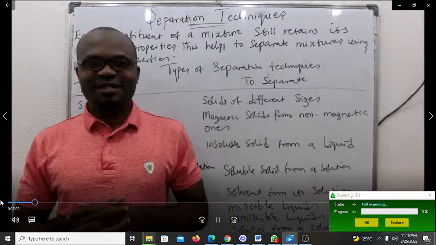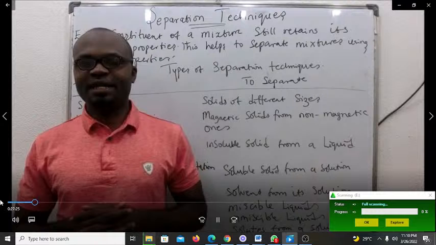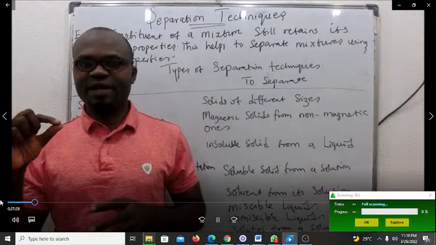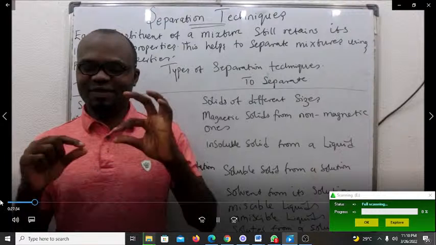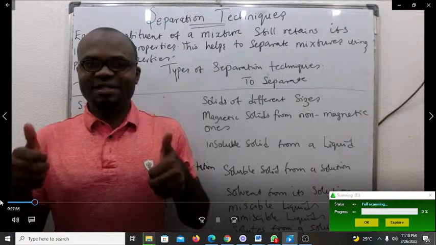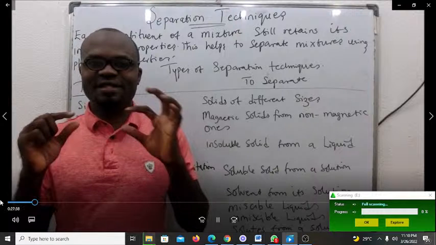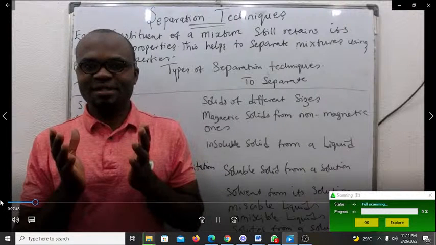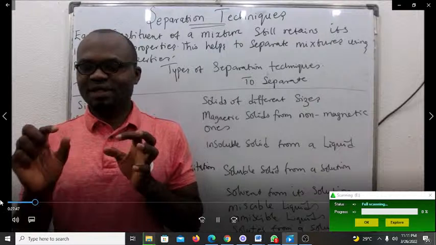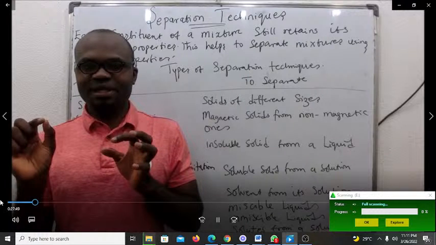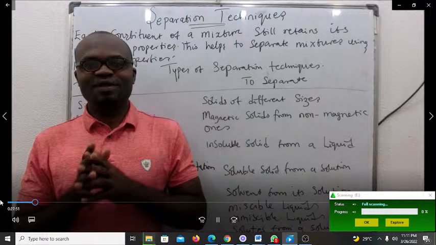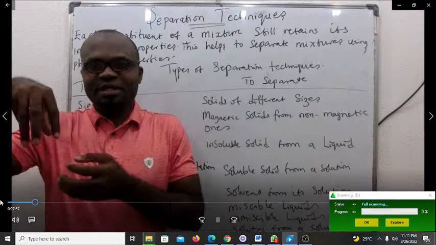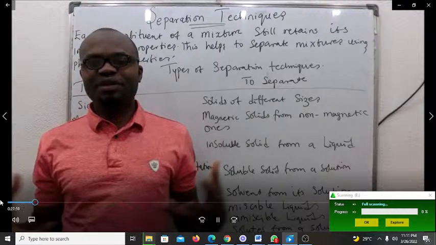Now you buy your rice from the market. You have stone inside the rice. Some of our locally made rice, you have stone and you have your rice. You can easily use sieving because of the difference in size of the stone and the rice. Also, difference in size between the seeds of the beans and the stone. So there has to be a physical property that can easily differentiate one constituent of a mixture from the other for you to be able to separate them into two.